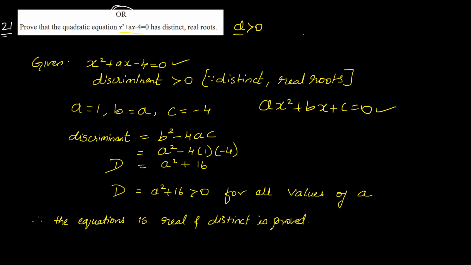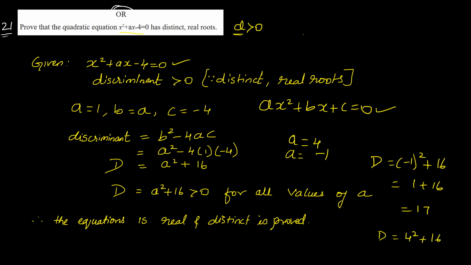It is proved. For example, suppose you take the a value as minus 1, D is equal to minus 1 square plus 16. How much will you get? 1 plus 16 is equal to 17. Suppose a is equal to 4, then D is equal to 4 square plus 16, that is 16 plus 16, that is equal to 32. So all are positive values, that is D is greater than 0 always for this particular equation. Therefore, the equation has real and distinct roots, is proved.